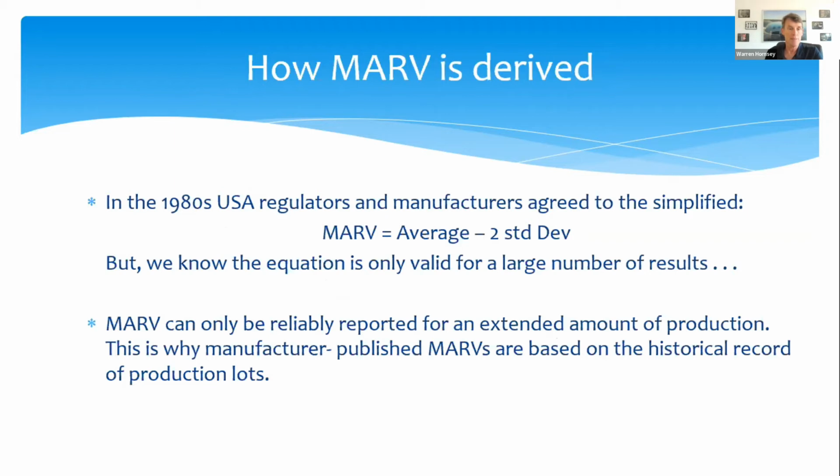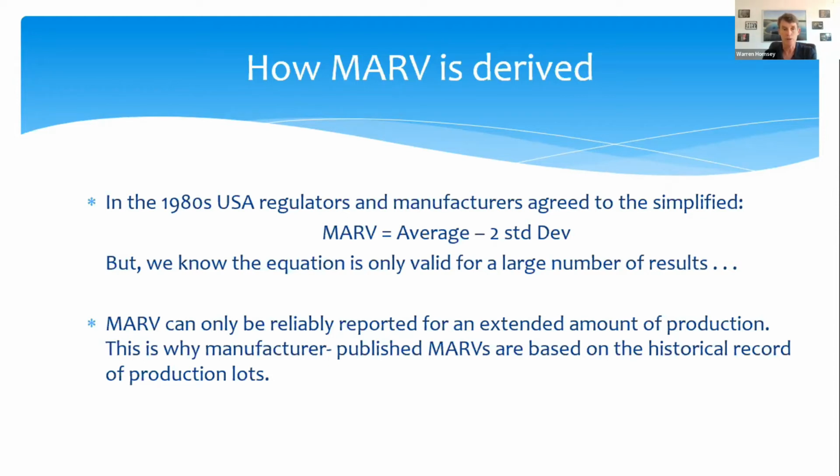So in the 80s, similar time to when the Department of Roads in Queensland did their analysis, the USA discussed how to best present information on data sheets. And they decided on the MARV calculation, which they simplified to be the average results minus 2 standard deviations. And I'll show you that that's not 100% correct, but it was the best way to simplify the statistical calculation.